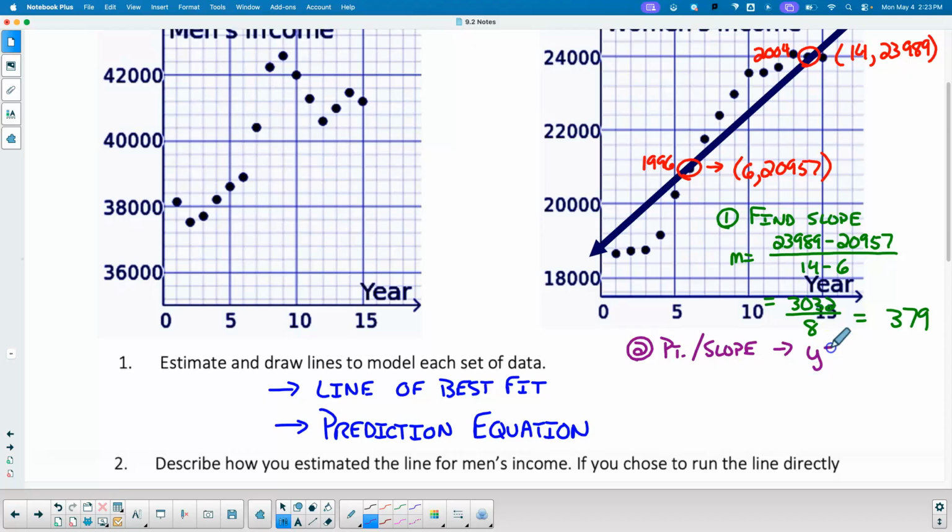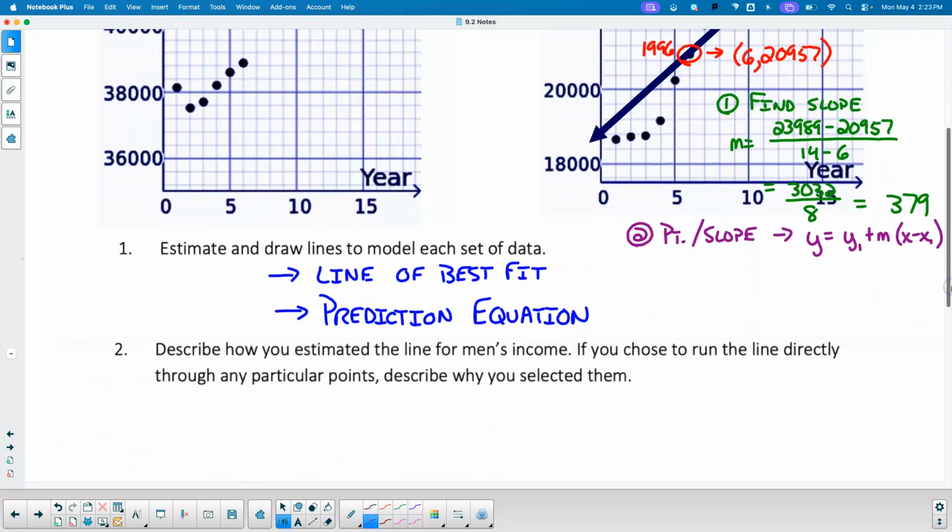So that's going to be y equals y sub 1 plus m times the quantity x minus x sub 1. For the last 2 months it's been sitting right here on the board, then the one day that we use it, we take it off. So this is going to be y equals, my y value is 20957. My m is 379. My x sub 1 is 6.